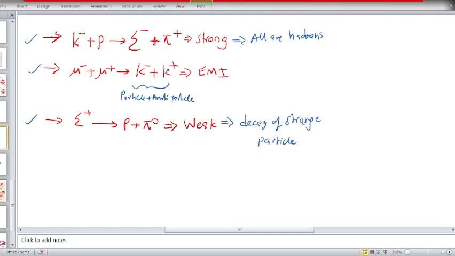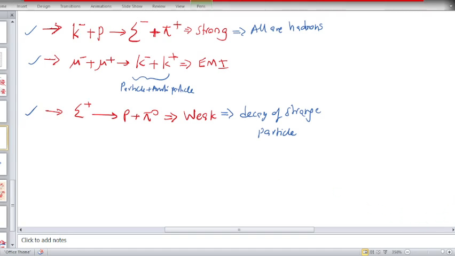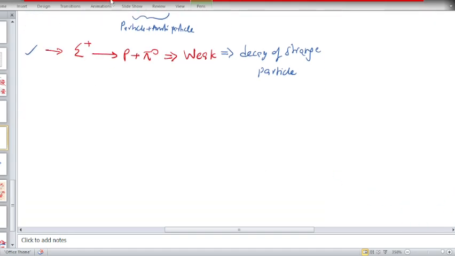Now we will go to the other type. One is whether a particular interaction is conserved or not. Conserved or not type questions. So let us take an example. Let's say pi plus becoming e plus and a neutrino.